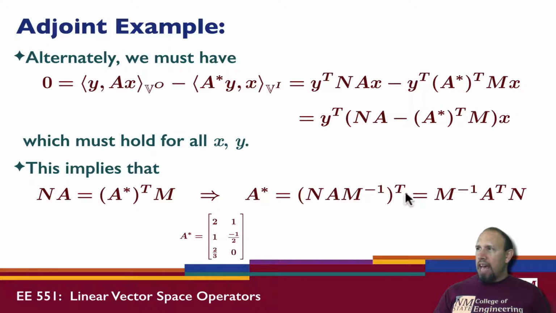Taking the transpose of that now gives me this expression. I can now take the transpose of this product, and this is what I get because of the fact that M and N are both symmetric matrices. I get this expression. And so for the values of M, A, and N, I can go through and show this is the adjoint that I get. And this is clearly not the same as A transpose. So this is a different adjoint because we have a different definition of inner product.